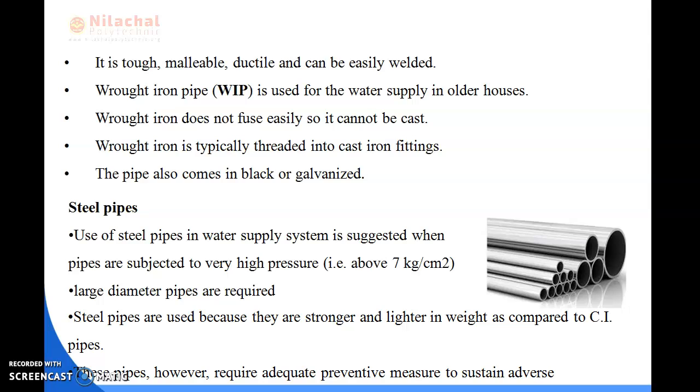So these are the wrought iron pipes, which are ductile and can be easily molded. These pipes mainly come in black or galvanized, and they do not fuse easily.